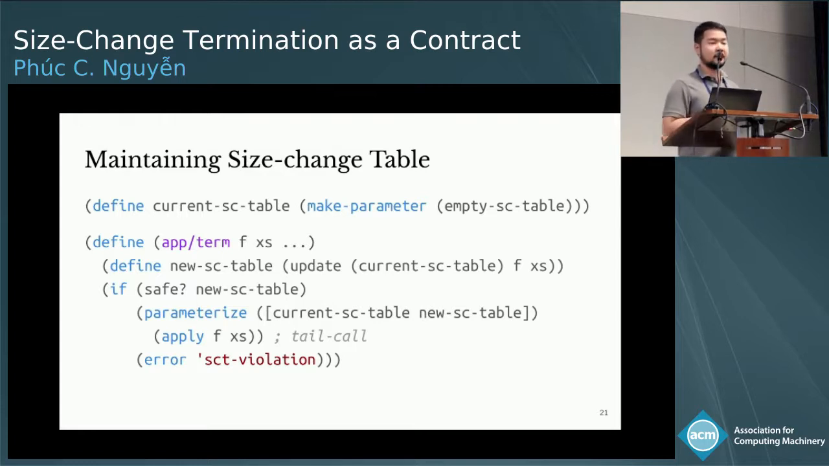Then we maintain the sidechain table using what are called continuation marks, which is a mechanism for annotating the continuation frames in the language with a value for each key, in the way that when we return from one continuation frame, it restores the previous value that's associated with that key, and the mechanism preserves tail call.